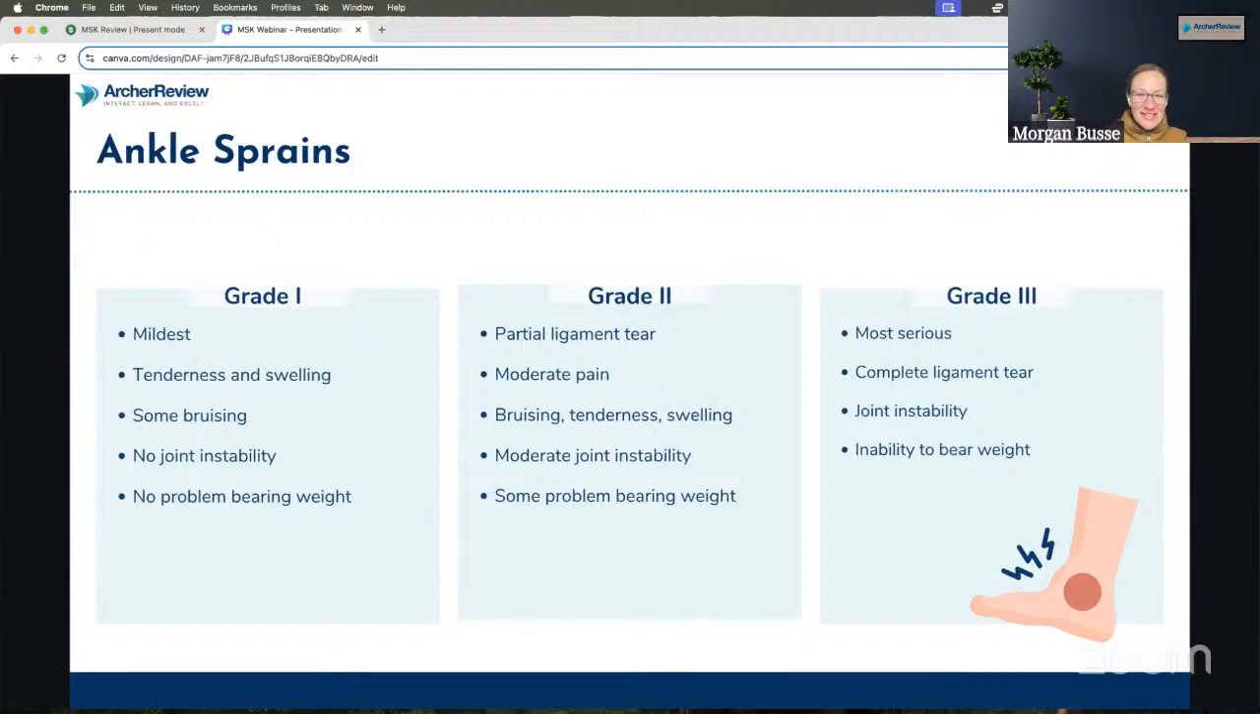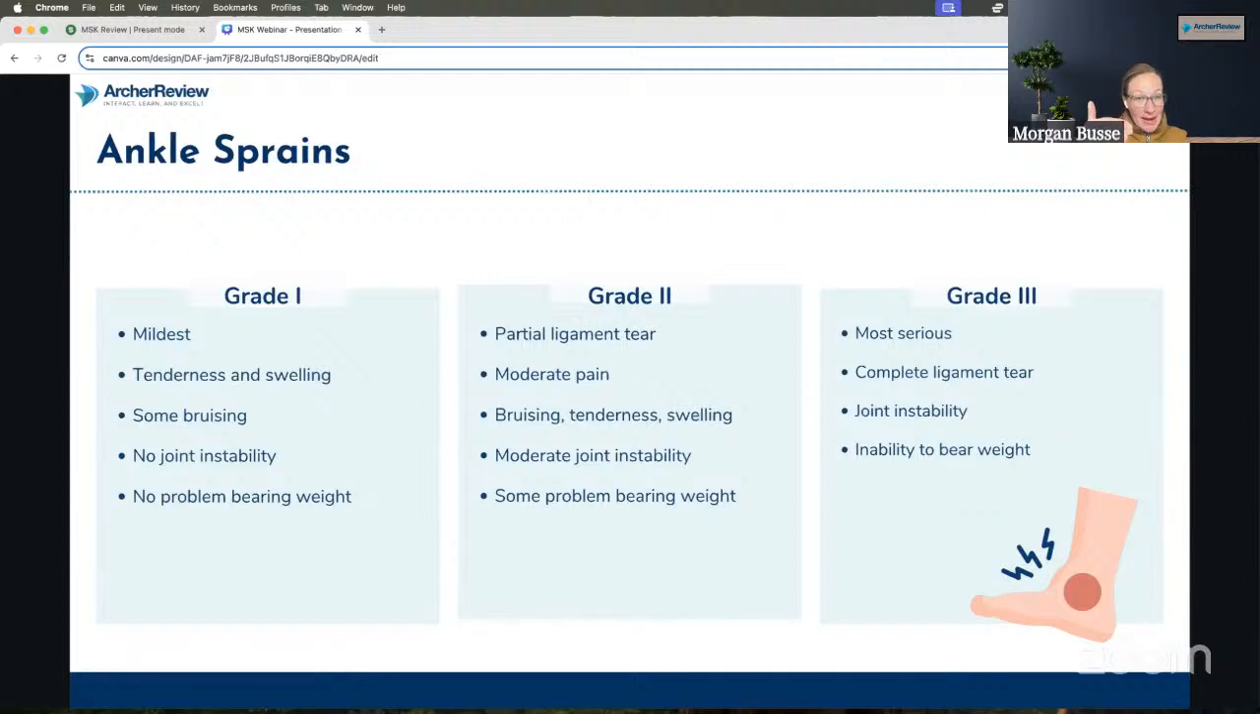Back to our ankle sprains, sorry, a little tangent there. We think of grades one, two, and three. All right, grade one, that's our mildest ankle sprain. This is somebody who can still bear weight on that foot. Might have a little bit of bruising, maybe a little tenderness, swelling. But when you check that joint from good side to bad side, we're not seeing too much laxity or instability in that ankle.